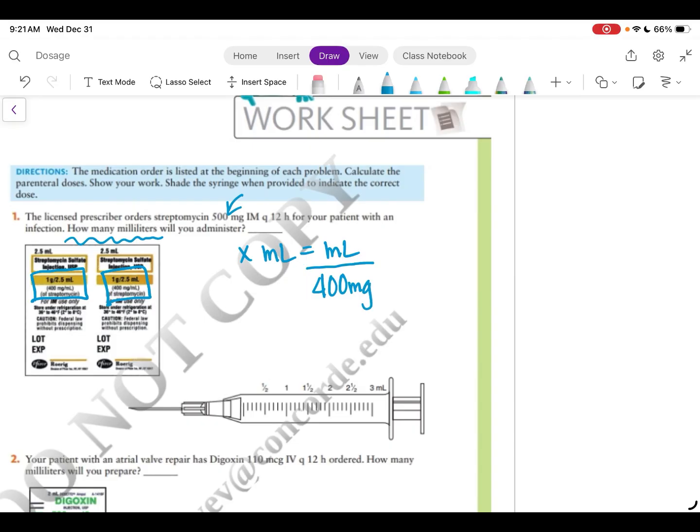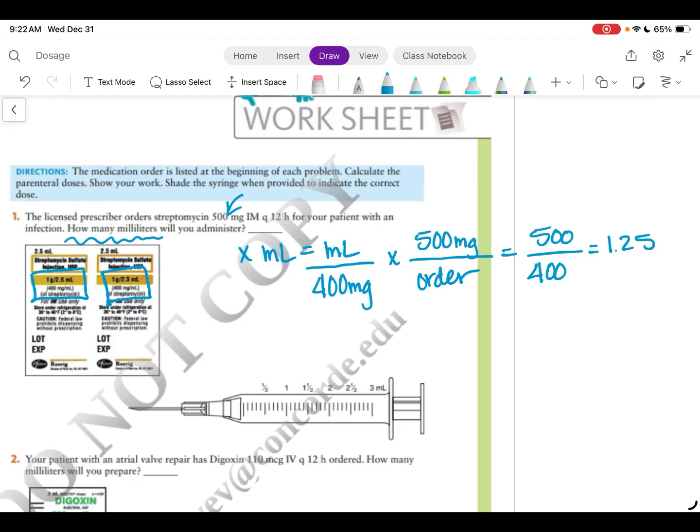Okay. And then I'm going to multiply by my order, 500. So this becomes 500 divided by 400. And your answer should be 1.25, right? The question isn't asking me to round to anything, so I'm just going to leave it as 1.25. Okay.